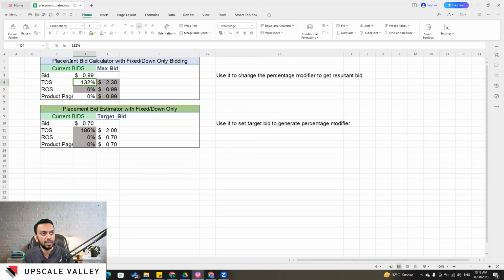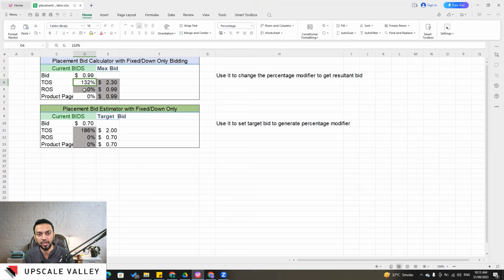This is the placement bid calculator with fixed and down only bidding. In this sheet, it's for up and down only. So you can use it to change the percentage modifier. You can see these white cells, we can do the changes here.